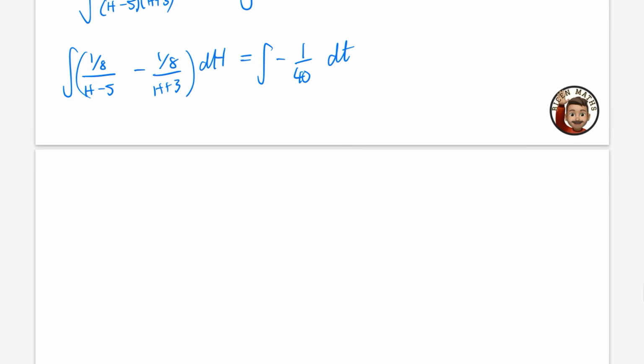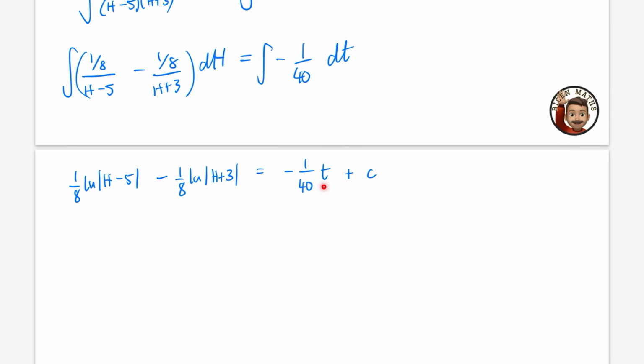I think the left-hand side is going to be pretty straightforward, right? It's going to be 1/8 ln of h minus 5. Put the modulus signs around it for when you do an ln integration. The eighth is just because that's the factor. Nothing else really needs to change because there's no coefficient on the h. And then we will have minus 1/8 ln of h plus 3. And obviously when we integrate this, we just get minus 1 over 40t plus some constant.